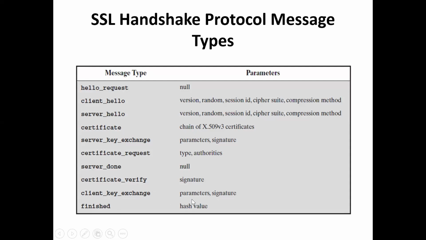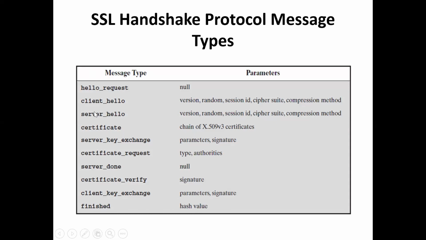What are all the parameters here? Parameter with signature. Signature is given by whom? That is a third party, the public key authority. Then Finished: after the connection ends between client and server, it generates the hash value. This hash value is appended to the particular message.